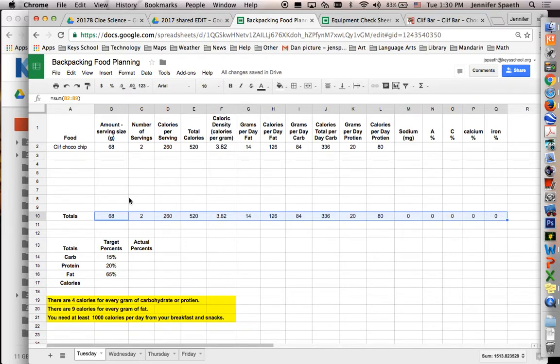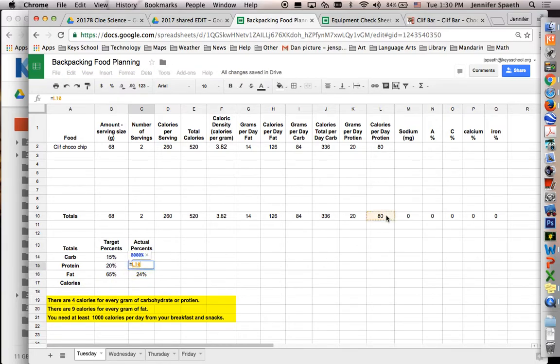So if I had already filled in everything and I was trying to figure out what percent I had fat, I could say equals the fat, the calories coming from fat, so that's this, the total, divided by the total calories, which is this. So in this situation, only 24 percent are coming from fat. Protein, at the moment, if I do protein, it's this one divided by this one. And carbs is this one.